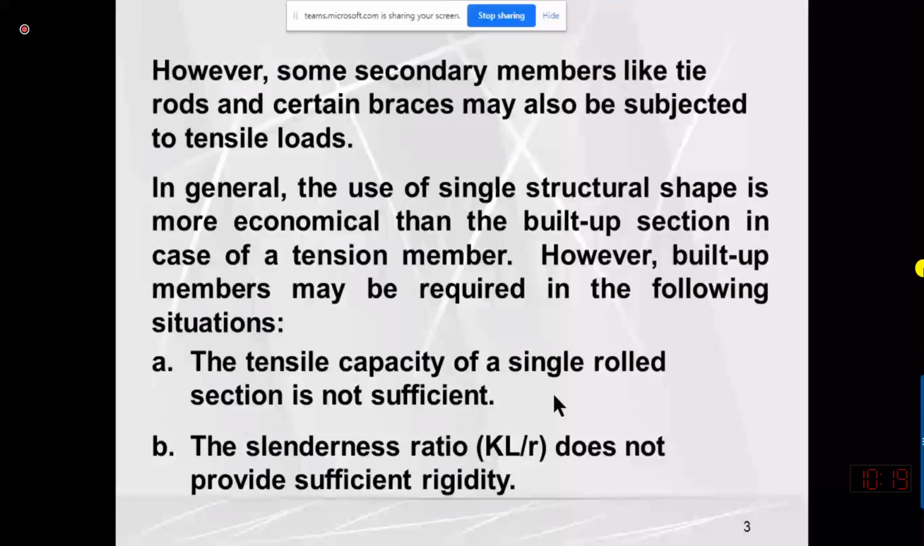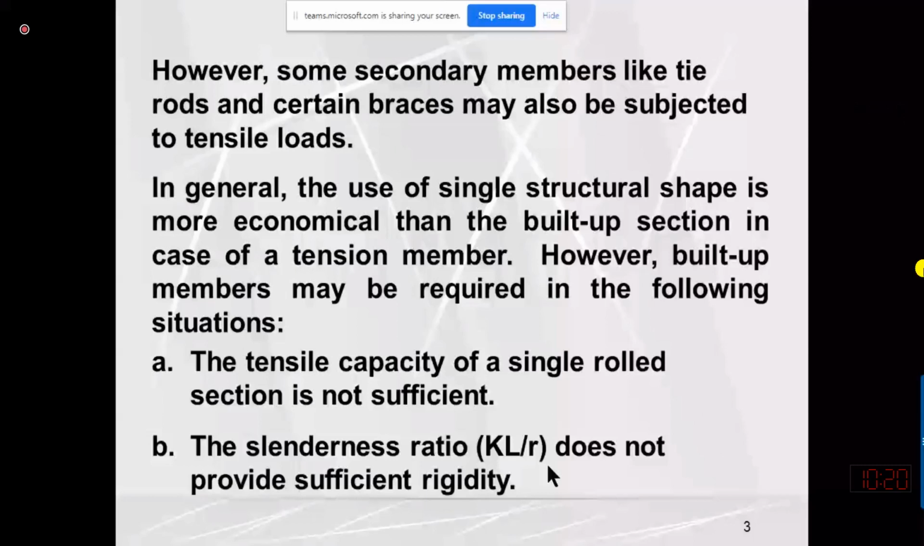Its weight will be more. But in the same market, I have two lighter angle sections. Each angle section or channel section has an area of 100 millimeters square. It means that if I join two channel sections, the combined area will be 200. So instead of selecting a very heavy section, I have an option: I can join two lighter sections to meet my requirement. Or number two is to increase the slenderness ratio.